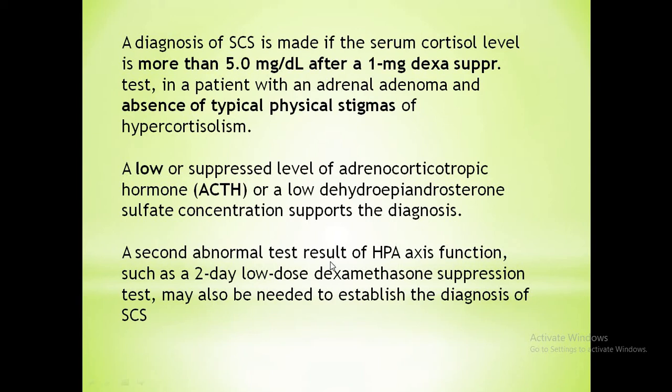Now a second abnormal test to look at the HPA axis, such as a 2-day LDST, that is a 2-day low dose dexamethasone suppression test, could also be used with this, and sometimes it may also be needed to establish the diagnosis of subclinical Cushing syndrome.